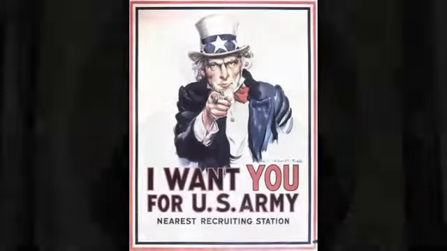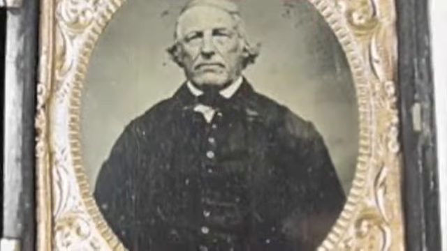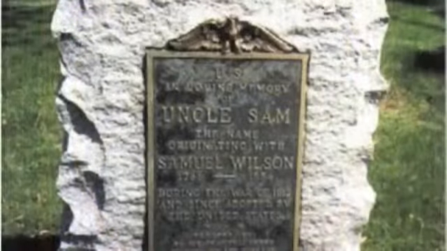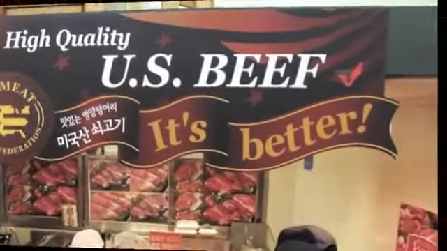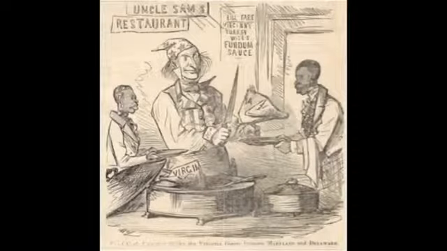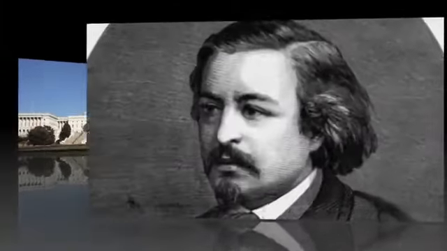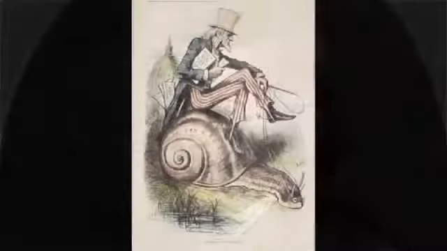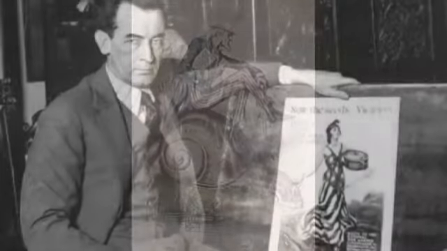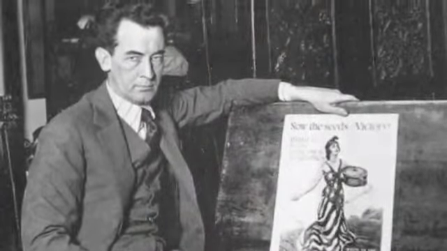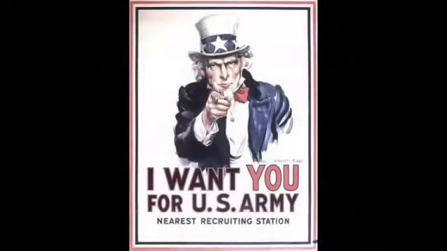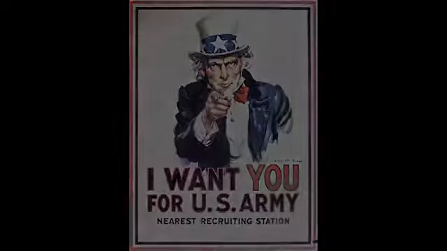This originated in the War of 1812 when Samuel Wilson would send packaged meat to the U.S. troops. He would stamp U.S. on these packages. The soldiers began to refer to the food as coming from Uncle Sam. This soon became a nickname for the U.S. federal government. In the 1860s and 70s, cartoonist Thomas Nast began to develop the now popular image of Uncle Sam. However, James Montgomery Flagg made the most well-known image of Uncle Sam during World War I. According to Flagg, he was his own model.